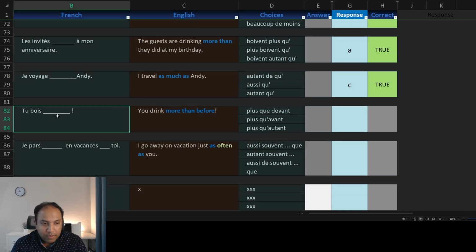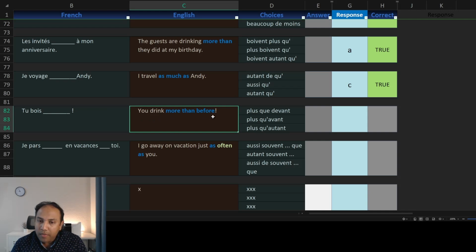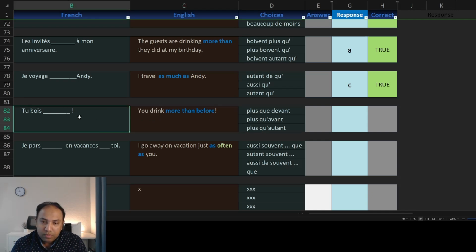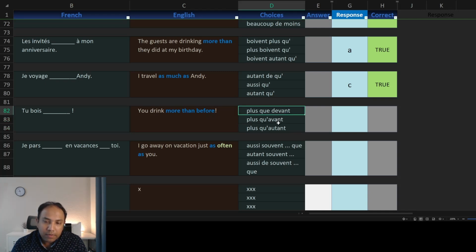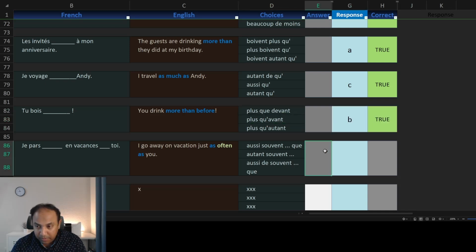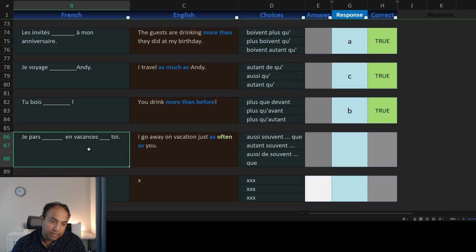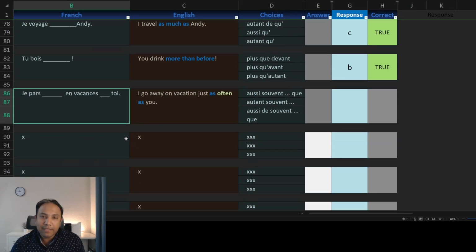All right, so next one. You drink more than before. Tu bois plus que devant or plus qu'avant. So devant is not the right one here, and it's not autant. It's avant, which is before. Tu bois plus qu'avant. So I'm gonna go with B. That's the correct answer. All right, last one.